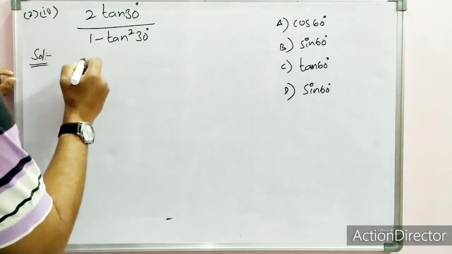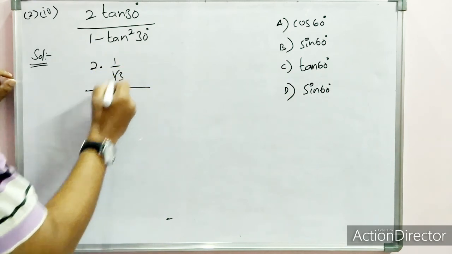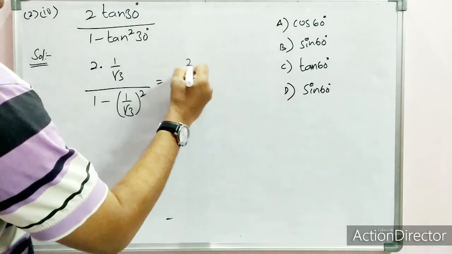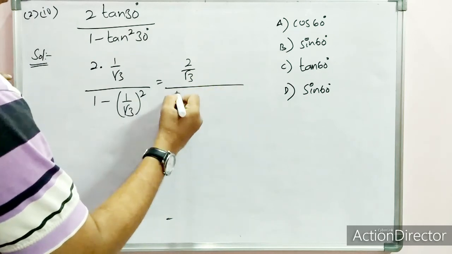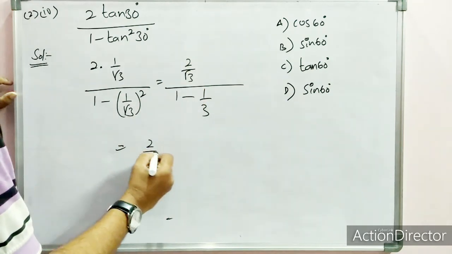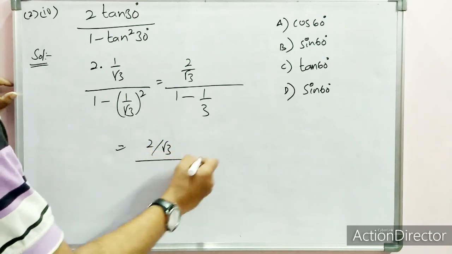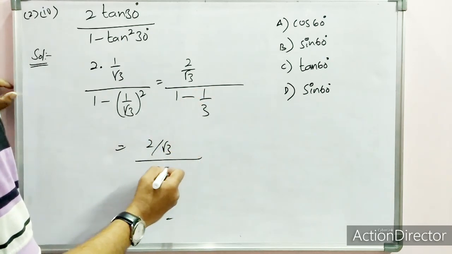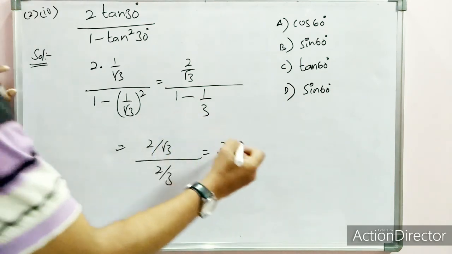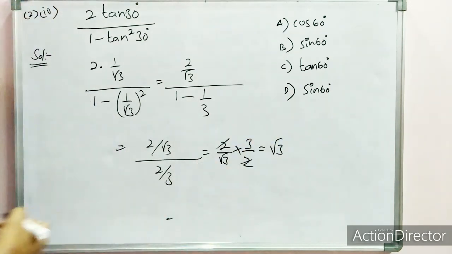Now it is 2 tan 30. 2 into tan 30 is 1 by root 3, by 1 minus tan square 30, 1 by root 3 whole square. So it will become 2 by root 3 by 1 minus, this is 1 by 3. So first 2 by root 3, and the denominator will be 3 minus 1, it is 2 by 3. Therefore, I can write 2 by root 3 as numerator. The denominator you write as 3 by 2. So it will be deleted. Now it will be root 3.